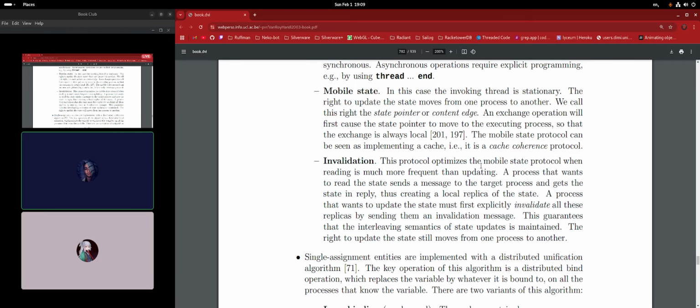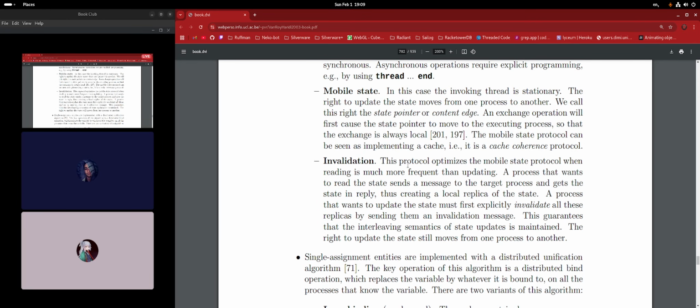But the protocol optimizes the mobile state protocol when reading is much more frequent than updating. A process that wants to read the state sends a message to the target process and gets the state in reply, thus creating a local replica of the state. A process that wants to update the state must first explicitly invalidate all these replicas by sending them an invalidation message. This guarantees that the interleaving semantics of the state updates is maintained. The right to update the state still moves from one process to another.